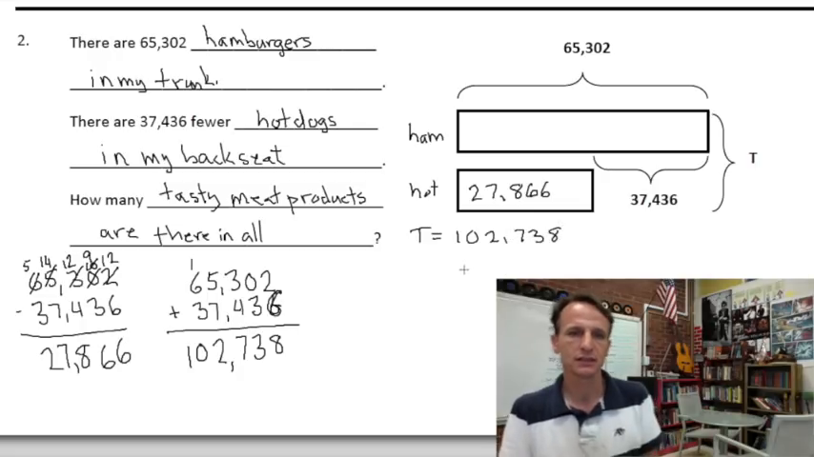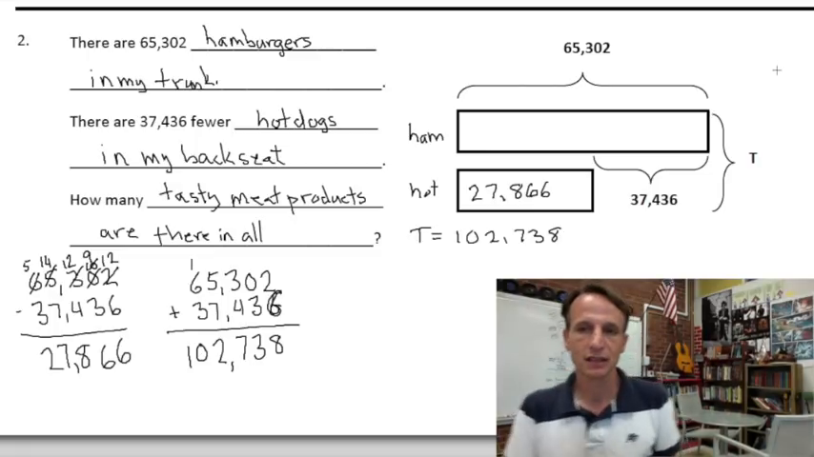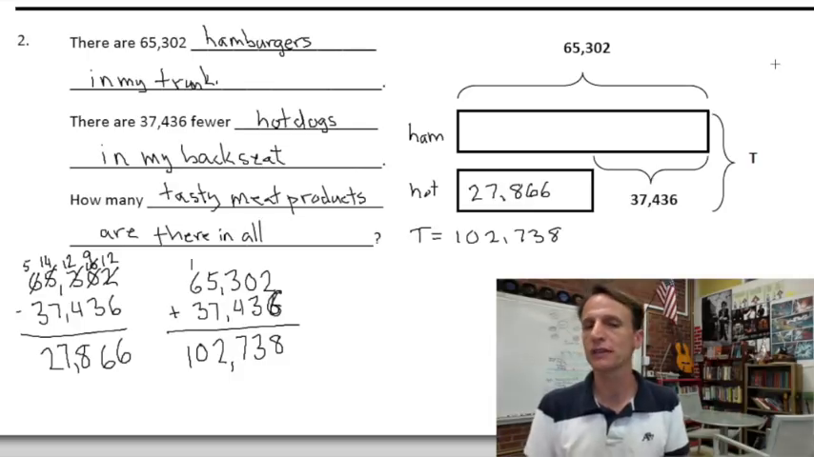102,738 tasty meat products there in all. Well, guess what? The beauty of this, though, is that we're halfway through. Let's go on to number 3.